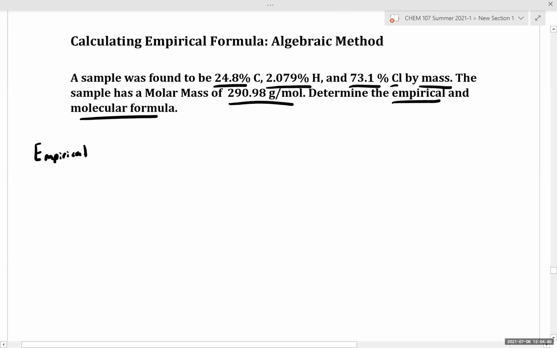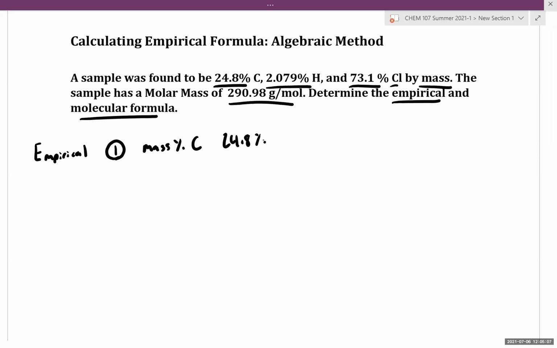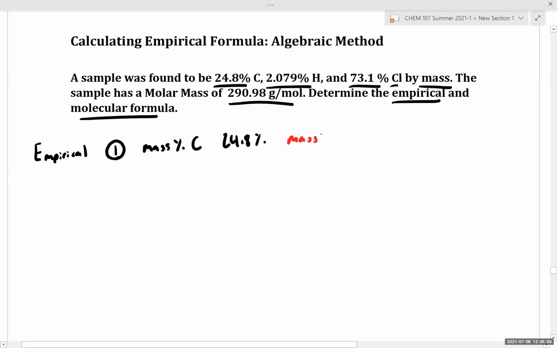And let's apply what we've learned in the algebraic method. So first things first, we need to identify our mass percentages and our molar masses of each element. We know the mass percentage of carbon is 24.8%. We also know that the mass percentage of hydrogen is 2.079%. And finally, we know from this problem the mass percentage of chlorine is 73.1%.